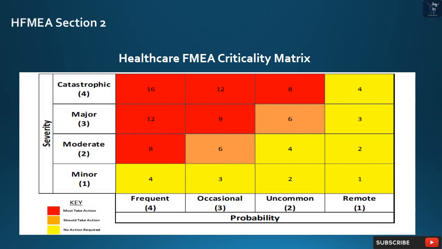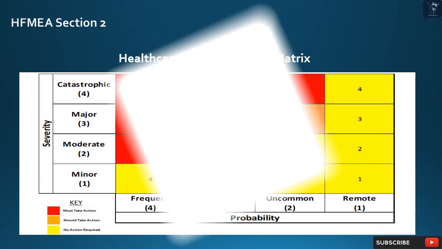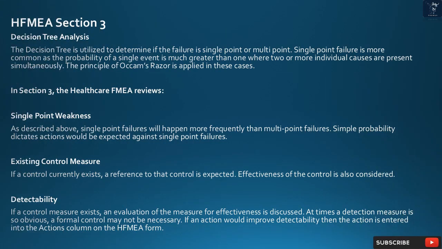Healthcare FMEA Criticality Matrix. HFMEA Section 3. Decision Tree Analysis. The decision tree is utilized to determine if the failure is single-point or multi-point. Single-point failure is more common as the probability of a single event is much greater than one where 2 or more individual causes are present simultaneously. The principle of Occam's razor is applied in these cases. In Section 3, the Healthcare FMEA reviews.